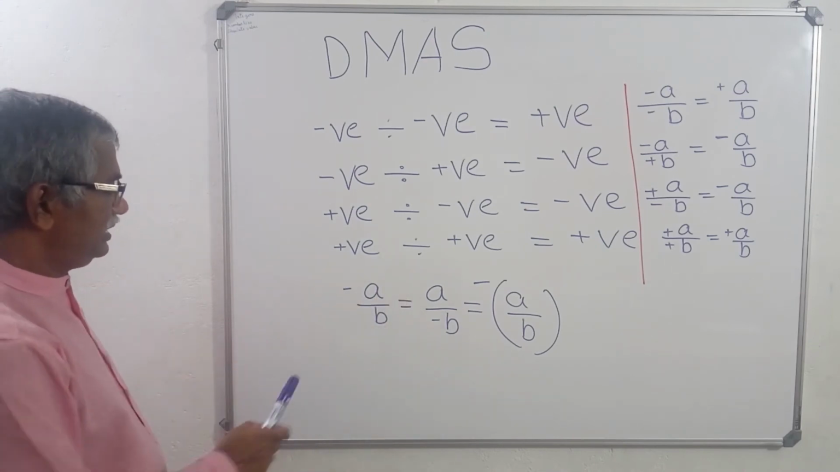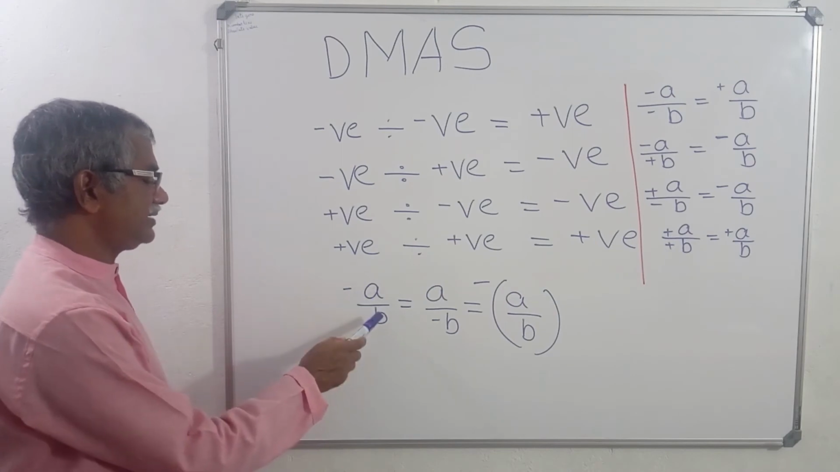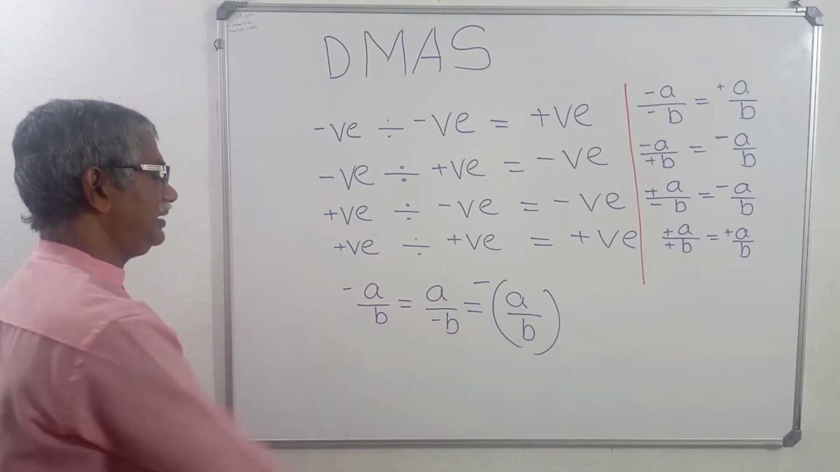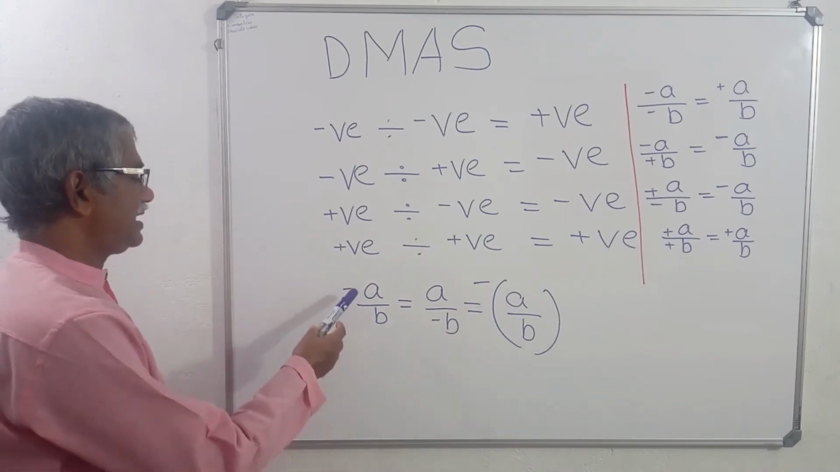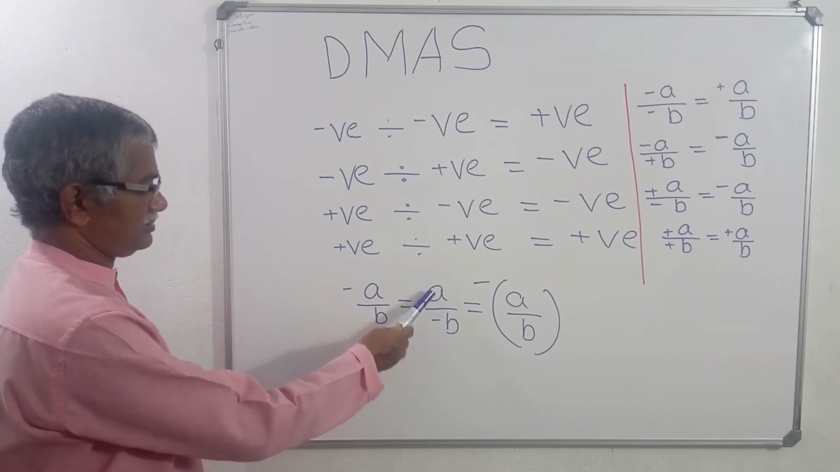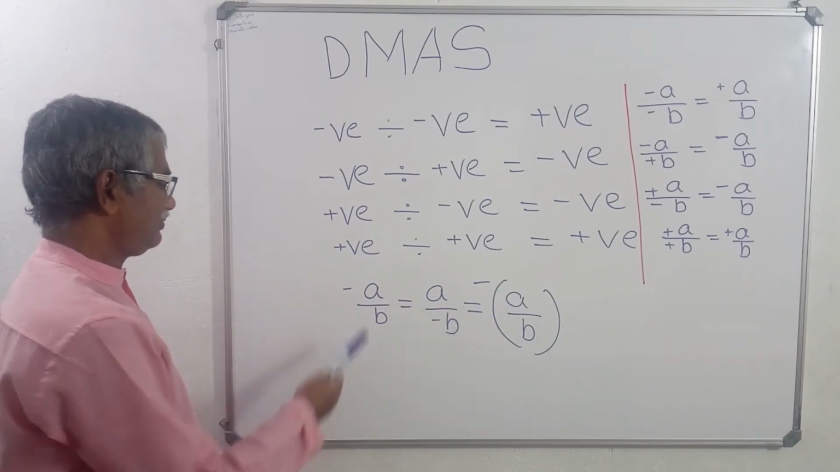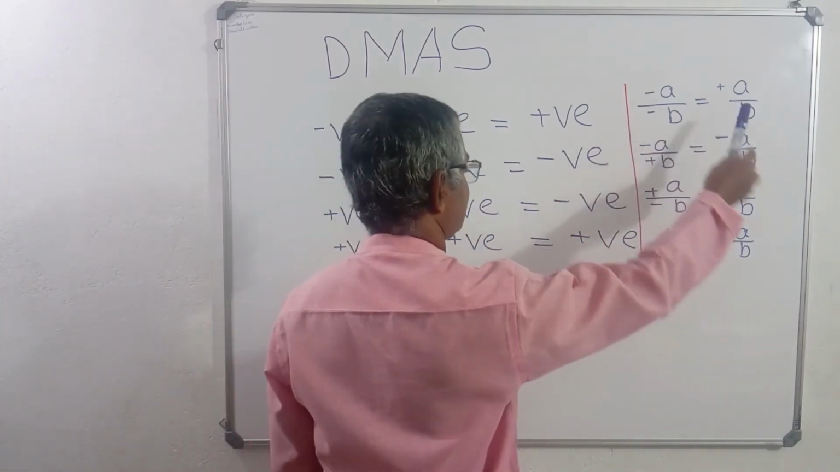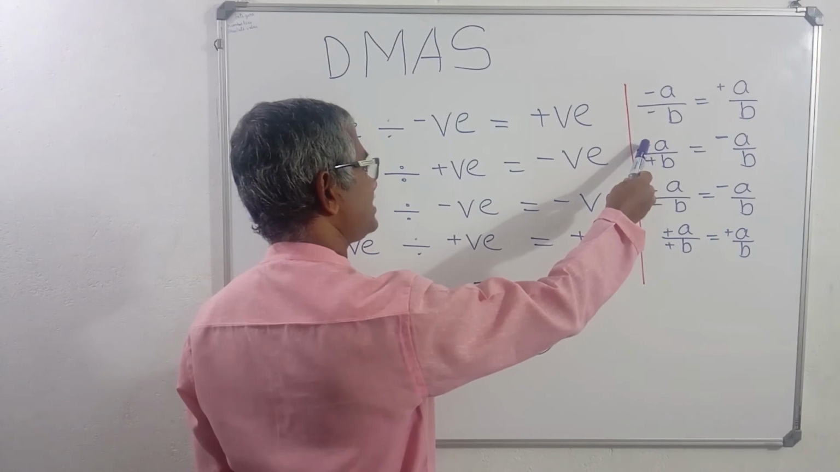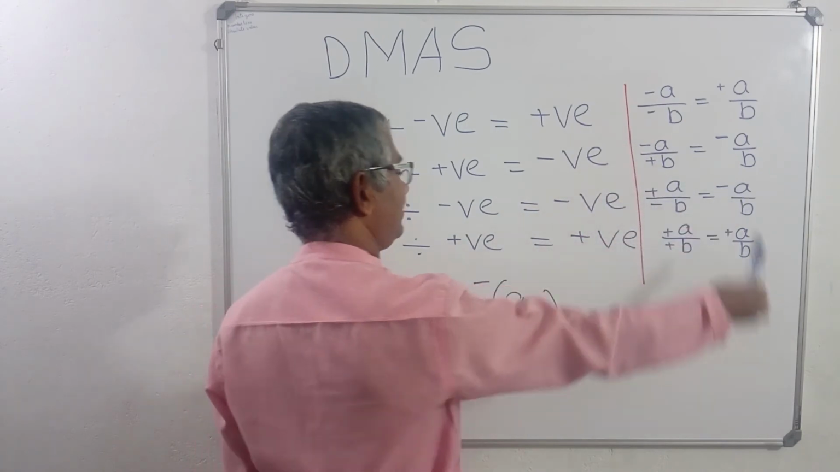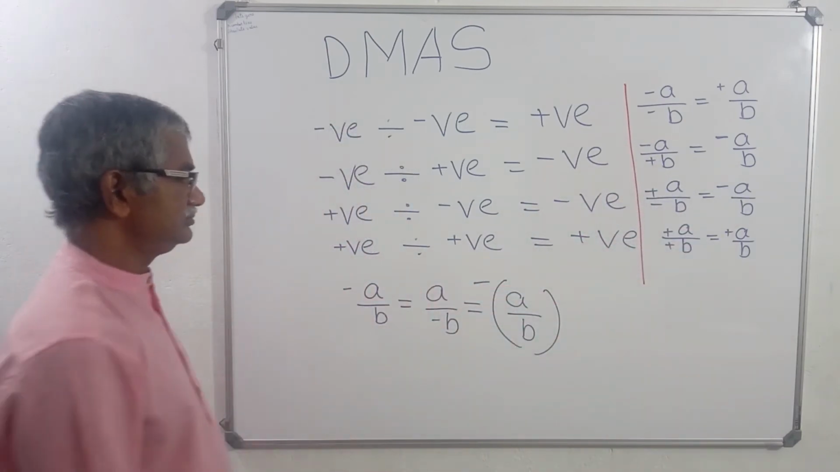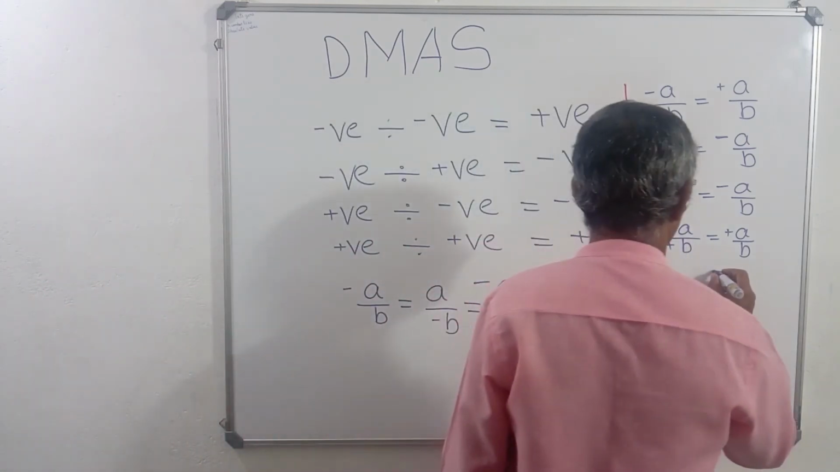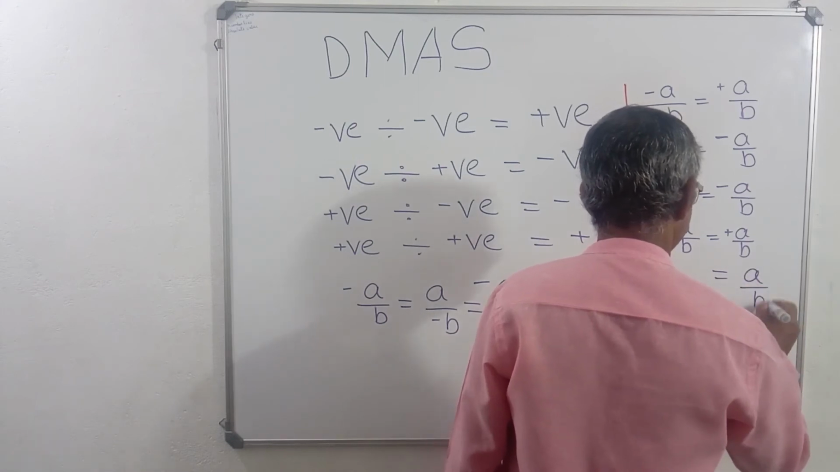That means if one number is negative and the other is positive, in case of division, the answer will be negative. The negative can come in the numerator or denominator, no problem. If negative is in both numerator and denominator, the answer is positive. But if one is positive and the other is negative, the answer will be negative. Positive a by positive b, that is positive a by b, or simply say a by b.